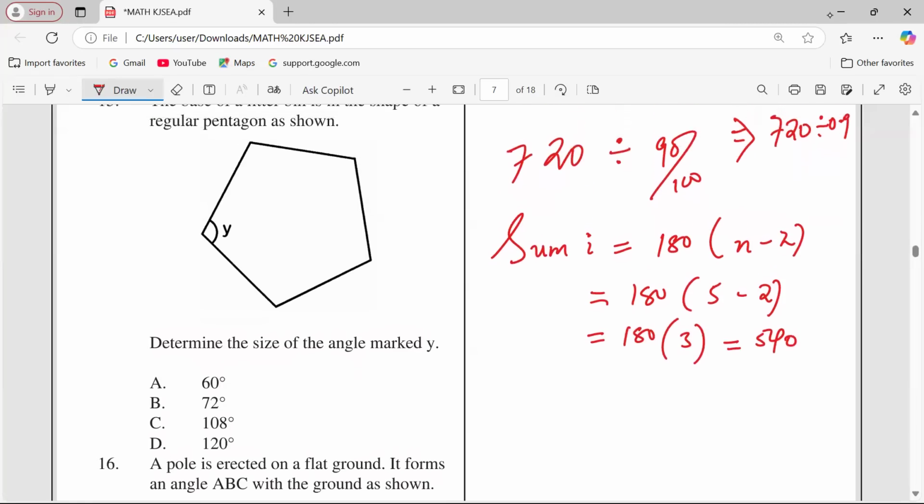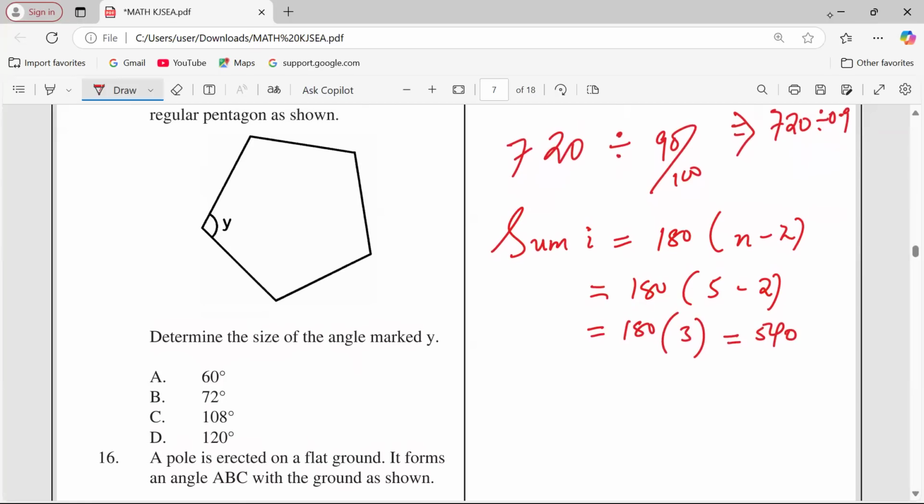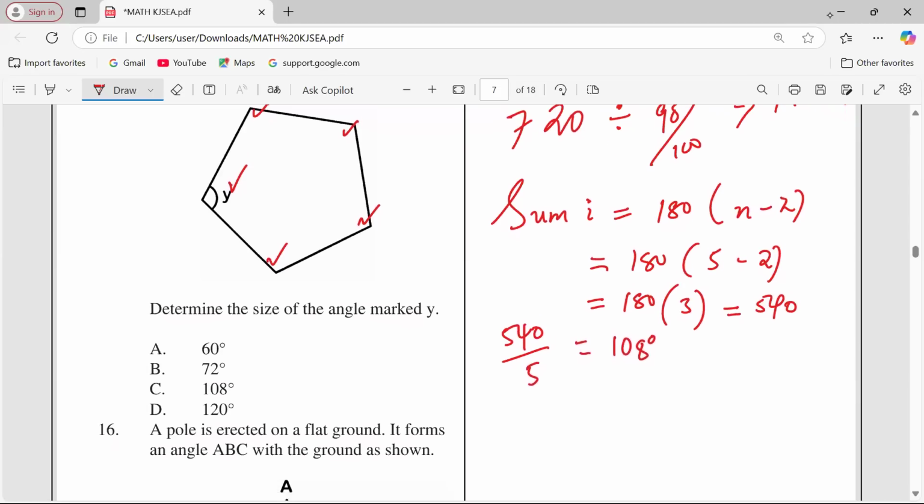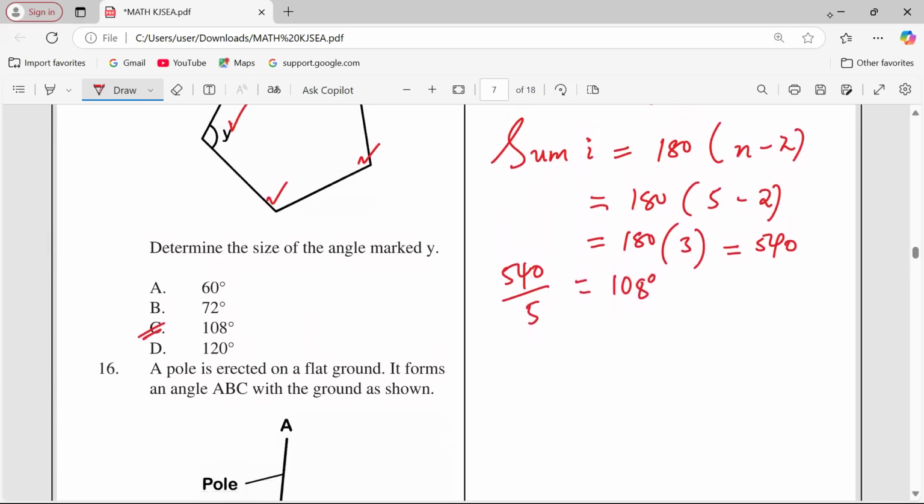So all the angles in a pentagon will add up to 540. Then the next thing will be, if they add up to 540, how many are they? They are 5. 1, 2, 3, 4, 5. So we have 5 angles adding up to 540, and they are all equal. So we can get the size of 1. 540 divided by 5, we are getting 108. So 108 now makes C the most appropriate answer in this particular case.